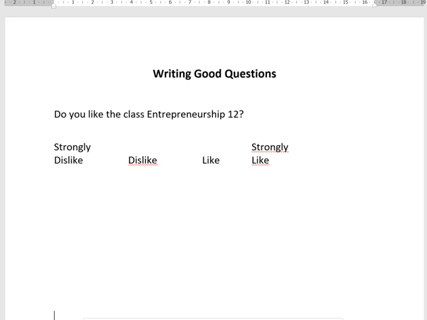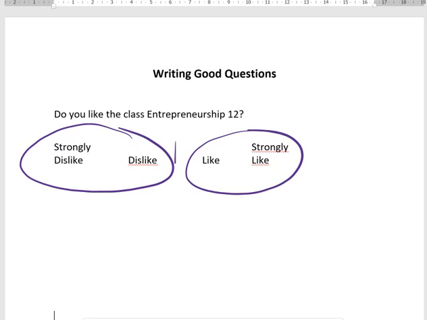So here's an example of a better question. Same question, do you like the class Entrepreneurship 12? It's a simple question that most people will understand, but now we have 4 different possibilities. A key thing to notice is that it is balanced. We have 2 answers that are on the positive side, 2 answers that are on the negative side. They are equally balanced. We've got strongly dislike versus strongly like. And we've got a like and a dislike option.